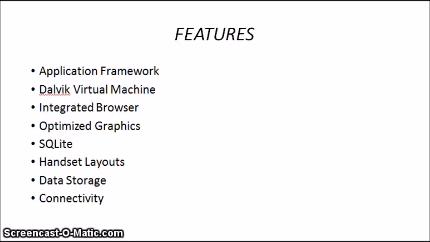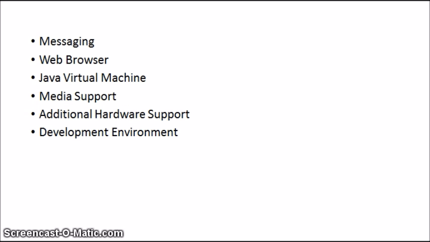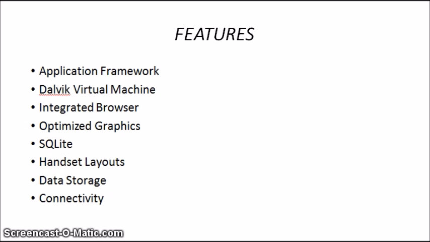And here come the features of Android and the application framework: Dalvik Virtual Machine, integrated browser, optimized graphics, SQLite, handset layouts, data storage, connectivity, messaging, web browser, Java Virtual Machine, media support, additional hardware support, and development environment. And coming to the application framework, it is used to write applications on Android.